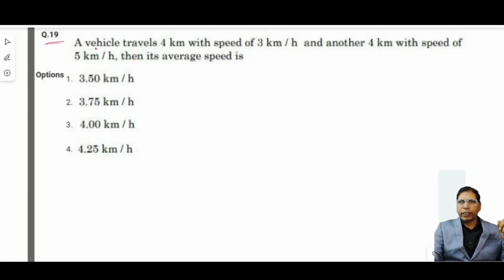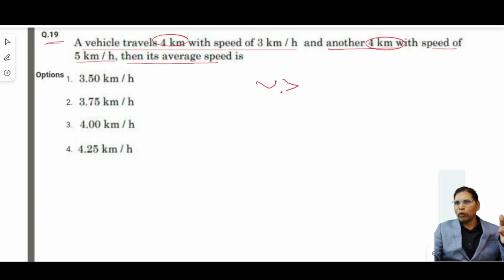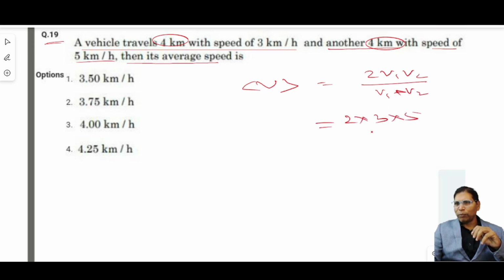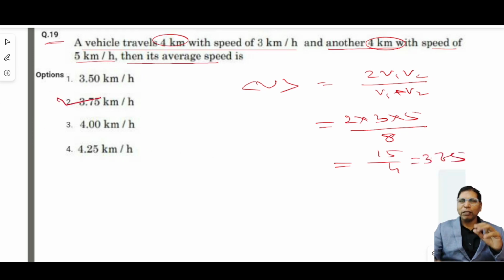Now question number 19. A vehicle travels 4 km with speed 3 km per hour and another 4 km with speed 5 km per hour. The average speed. Look at this here, distance same. As distance is the same, the average velocity v is equal to 2 v1 v2 divided by v1 plus v2. So this is 2 into 3 into 5 divided by 3 plus 5, which is 8. Therefore 15 by 4, that is 3.75, is the correct option of average velocity.